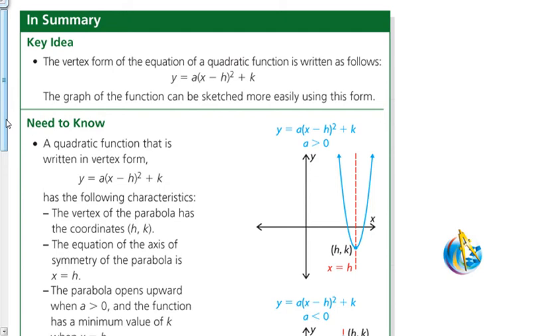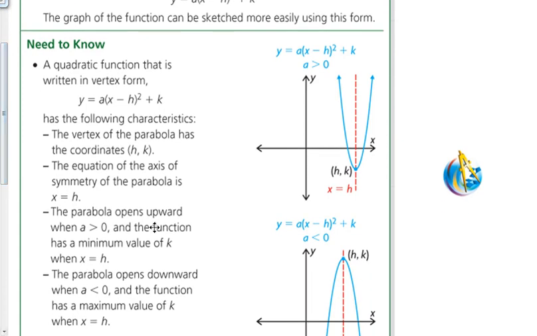The parabola opens upward when a is greater than 0, and the function has a minimum value of k when x is equal to h. The parabola opens downward when a is less than 0, and the function has a maximum value of k when x is equal to h.